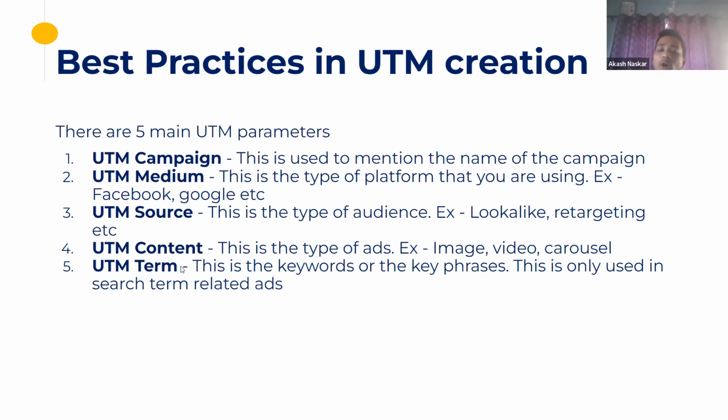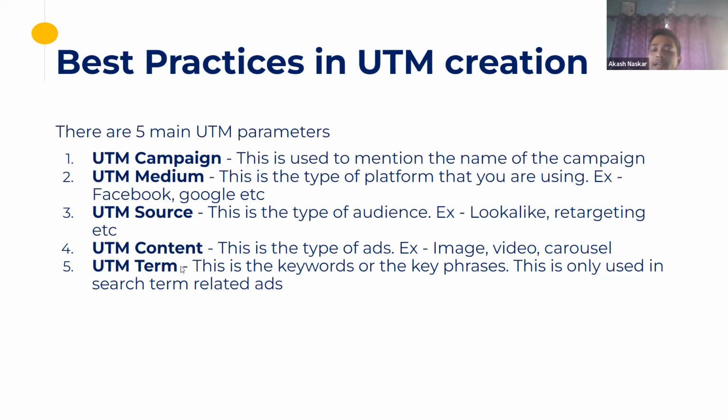Then fourth, UTM content. UTM content is the name of the ad or the type of the ad. For example, if you're using an image ad or a video ad or a carousel ad, you put that name in the UTM content. And UTM term is specifically for keywords or key phrases. This is only used where search is concerned. So for example, in YouTube or Google search, wherever a search functionality is present, where you can search a specific keyword and then see the ad, this UTM term is used.